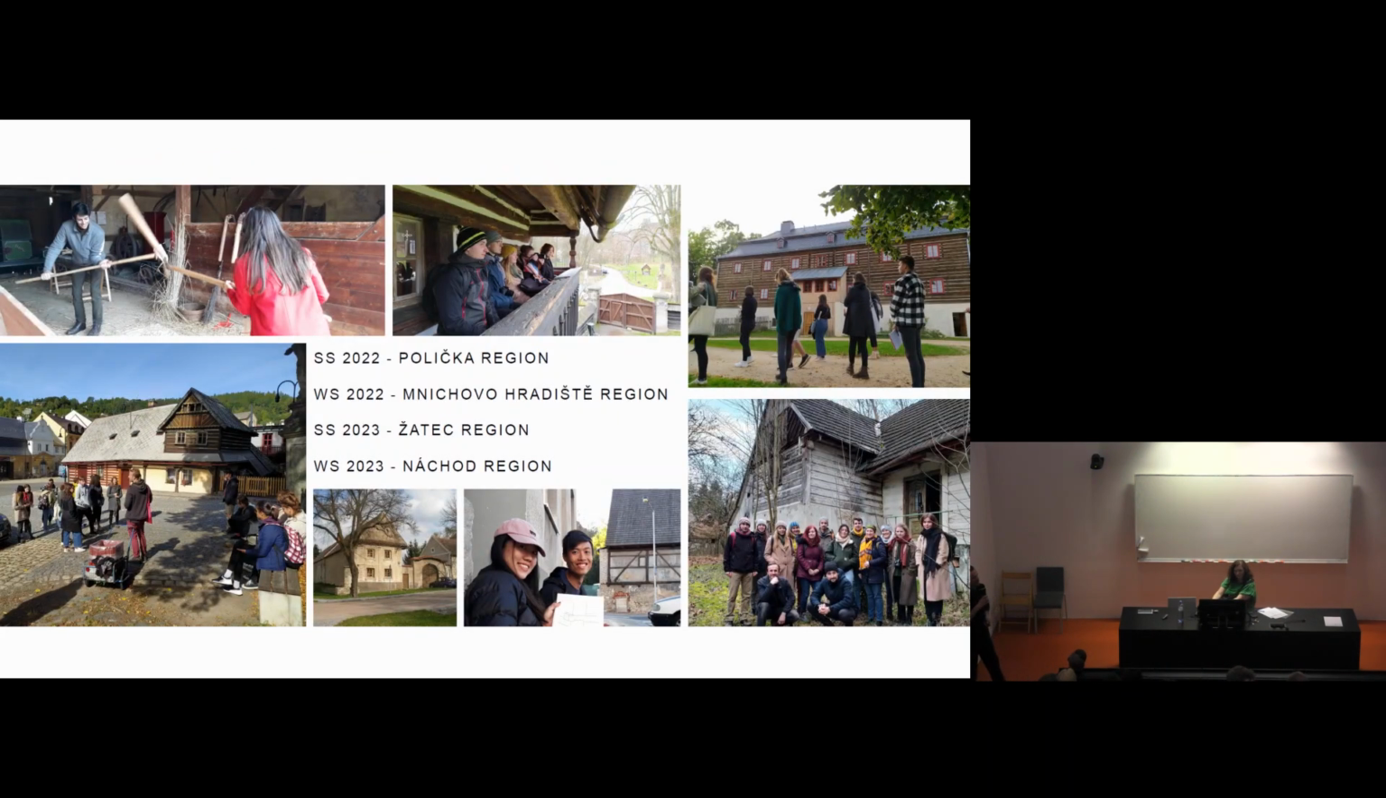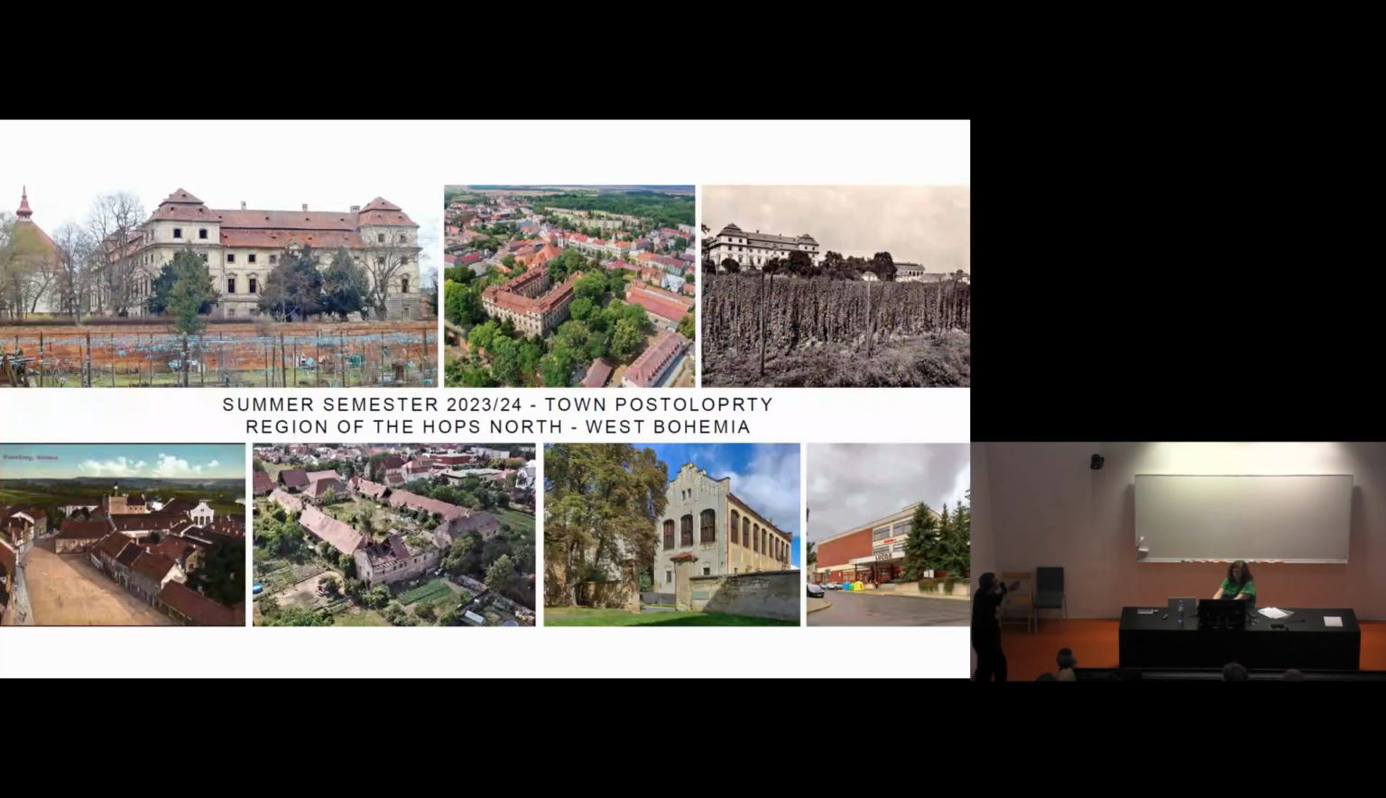These are some specializations of our previous terms. Each term we visit a different region of the Czech Republic with a group of students like you, and we make the documentation and the research in villages and towns, connected with specific architecture and specific regions. These are the topics from the previous years, and this is the actual one. It's a very special name, Postoloprty. It's a Czech name of a small town in the northwest of the Czech Republic.